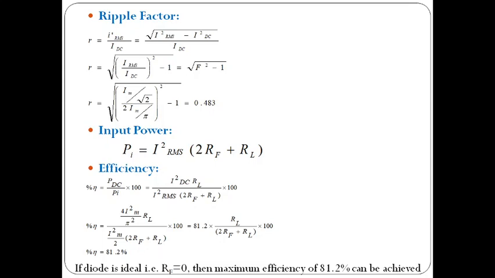So again input power is similar to our center tapped rectifier, but while writing the equivalent resistance, it is 2 RF plus RL, because here two diodes are in conduction. And efficiency is nothing but PDC by PI. By substituting all the values, again we are getting 81.2. So here efficiency is also similar to our center tapped rectifier. This efficiency 81.2 is the maximum when RF equals 0.